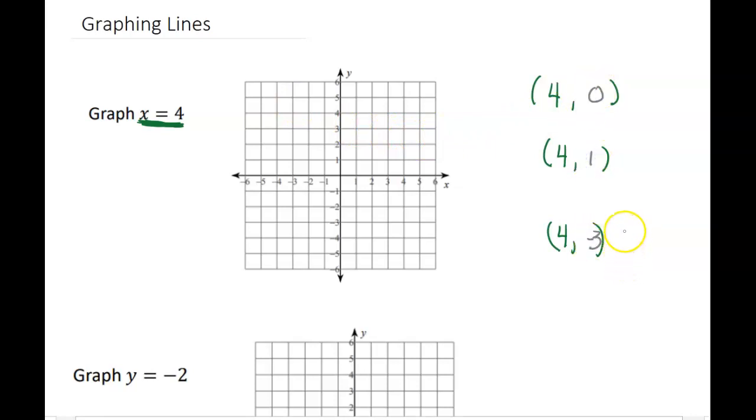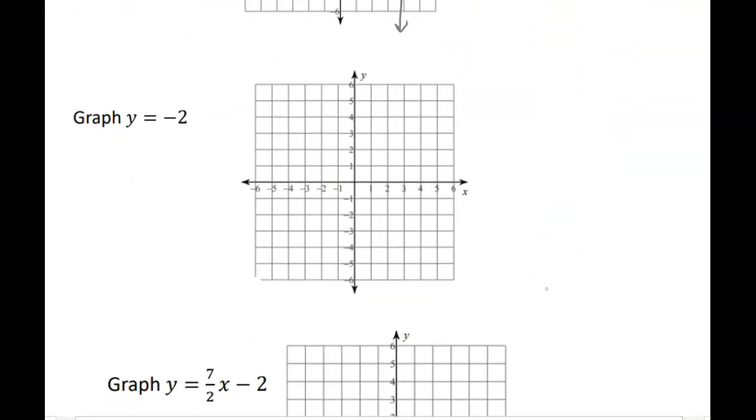Why not? Okay, now if I go and I graph these 3 coordinates, and notice all 3 of these coordinates have the x value at 4, my (4, 0) is going to be here, my (4, 1) is going to be here, and my (4, -3) is going to be right there. So if I connect these to make a line, we will see that this line goes straight up and down. So any graph that has x equals a number, it will always be a vertical line.